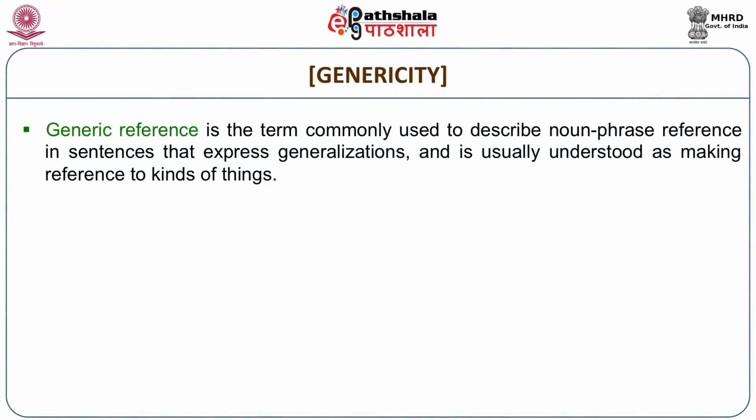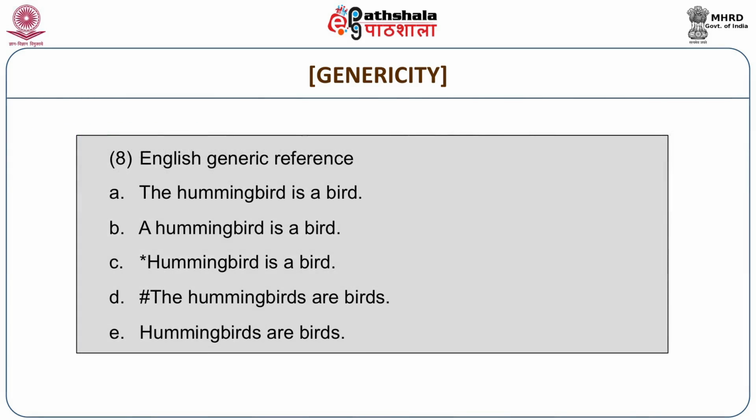Another semantic property is the property of genericity. Generic reference is the term commonly used to describe noun phrase reference in sentences that express generalization, and usually is understood as making reference to kinds of things. A sentence like "the hummingbird is a bird" shows that English generic reference can be effected by definite singular noun phrases. It can also be effected by indefinite singulars, as in "a hummingbird is a bird," and bare plurals as well. So, hummingbirds are birds.